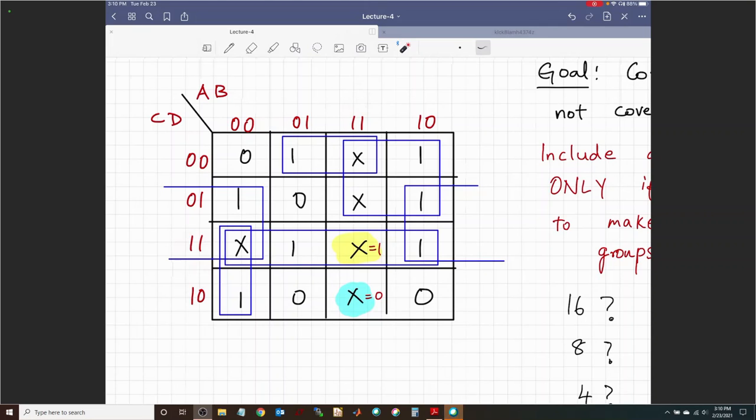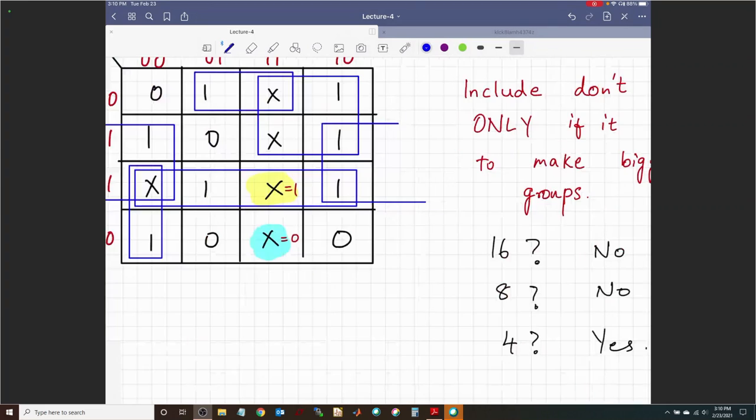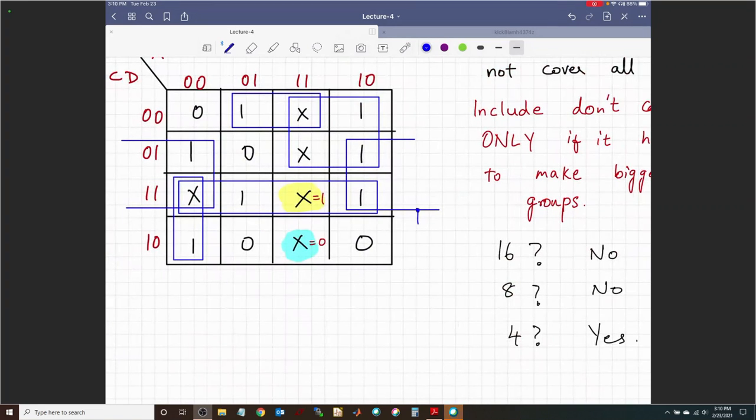Because you don't really care whether the light turns on or off in that situation. All right, so let's try to finish up this example with the terms. For this one, D is a 1 and B is a 0. Please, you guys should be checking my work.